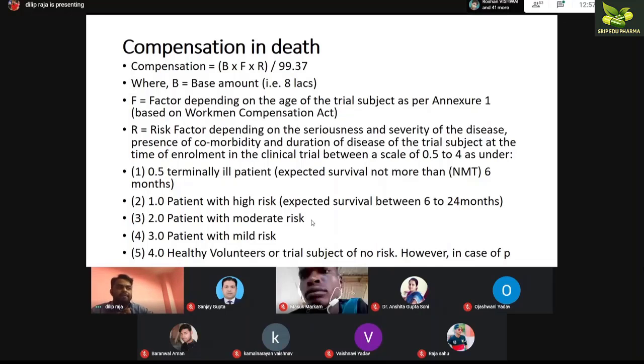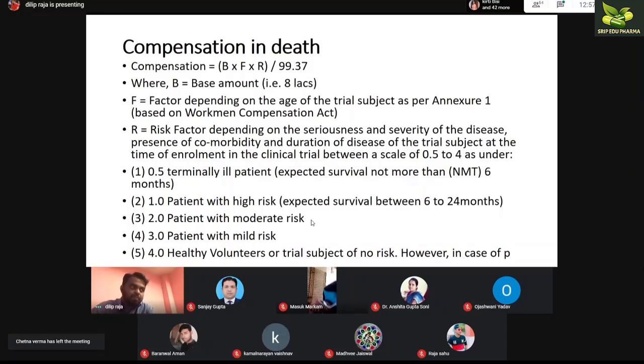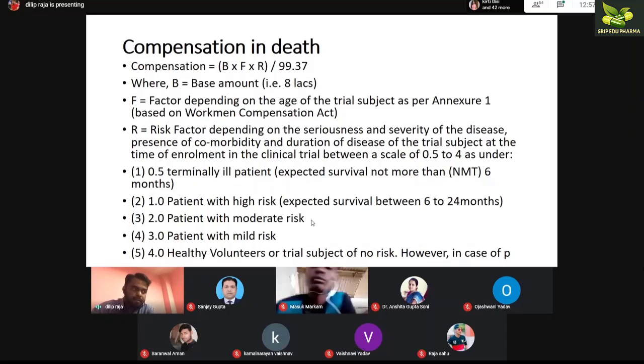seriousness. F means, if the subject's age is too high, the compensation becomes less. If the subject is too young, the compensation is more. So that is the factor. For F, if the age is more, F is less; if the age is less, F is more. And R is the risk factor.